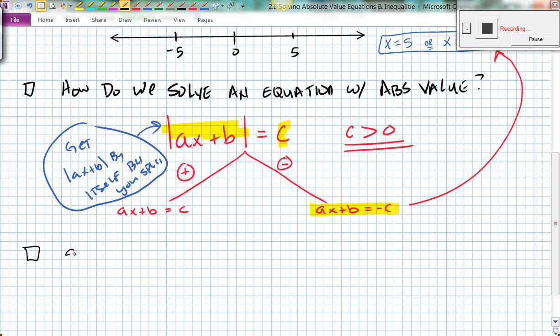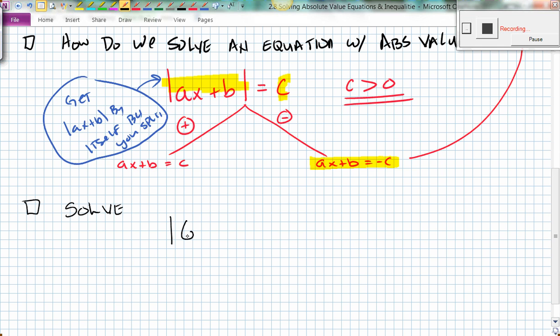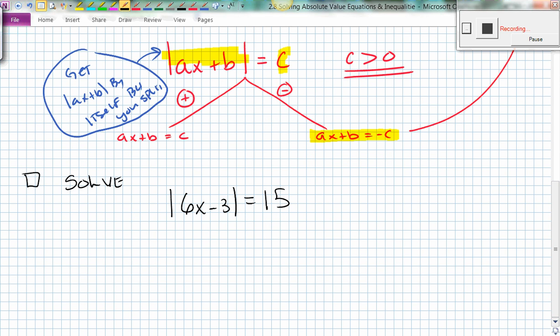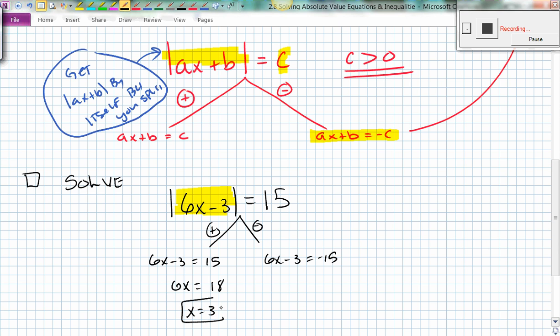Okay, here is an example. We're going to solve this one together, okay? We're going to solve the absolute value of 6x minus 3 is equal to 15. All right, so far so good. I'm noticing that the absolute value part is by itself, so I can go ahead and split this into 2 parts right away. So 6x minus 3 must be positive 15, or 6x minus 3 must be negative 15. Doing some algebra, 6x has to be 18, therefore x must be 3. So that's one of my solutions.